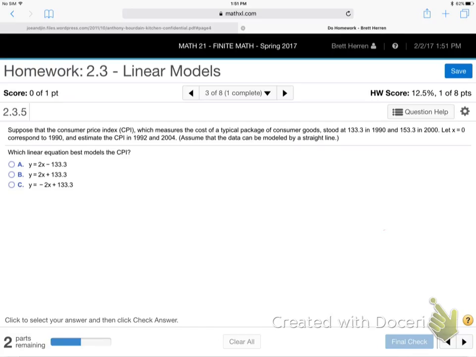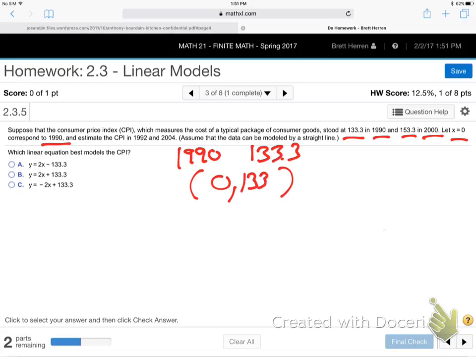We have the CPI, Consumer Price Index, which was 133.3 in 1990 and 153.3 in 2000. Notice it says let x equal 0 be 1990. All right, let's hold on there for a minute. So they're saying in 1990 it was 133.3. Do you know what that means? That's a point, 0, 133.3. Do you see how I'm coming up with that? Why am I coming up with 0? Yeah, x is 0 in 1990, they said.